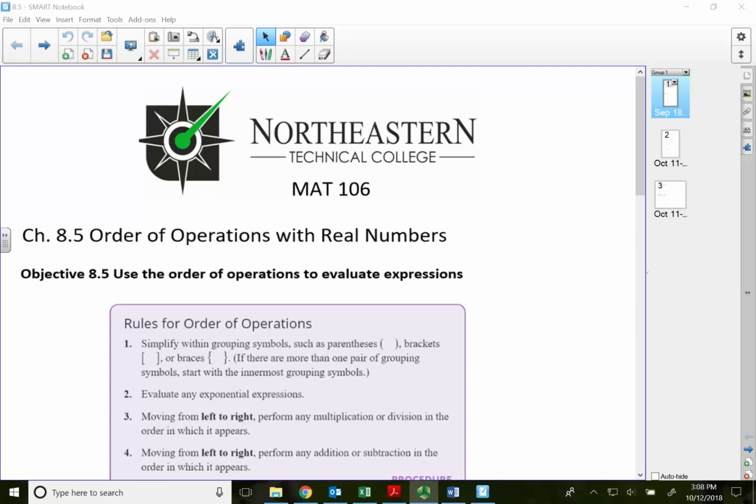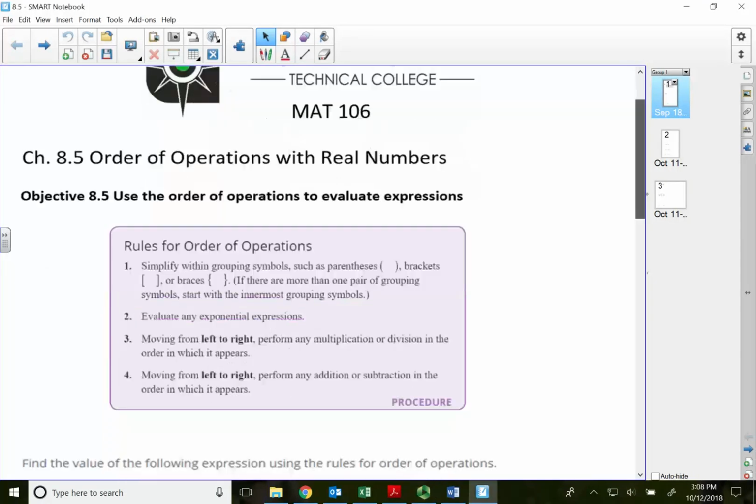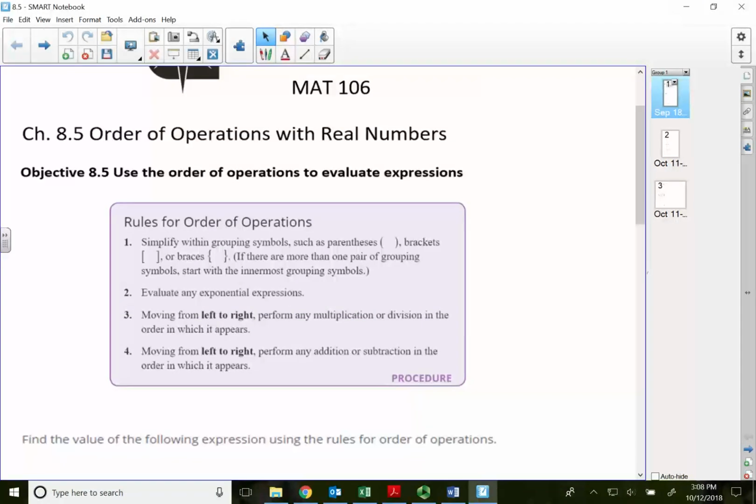Welcome to Module 8.5, Order of Operations with Real Numbers. So we did order of operations back in Module 1 and Module 2 before. So just quickly refresh your memory.